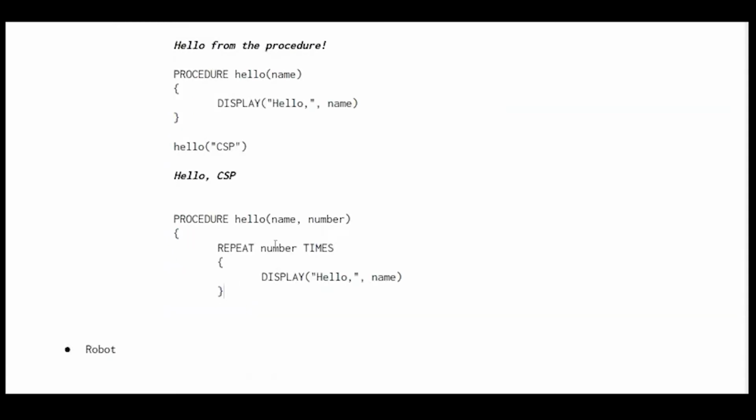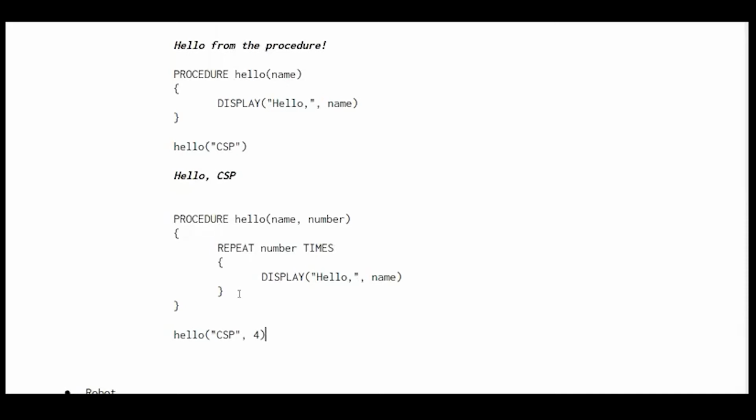So it's going to repeat whatever your number is here that many times, and it's going to display whatever your name is. And then I'm going to put a curly brace here to end that. So now if we ran this and I wrote hello, and then let's just say I wrote CSP again, only this time I write 4.